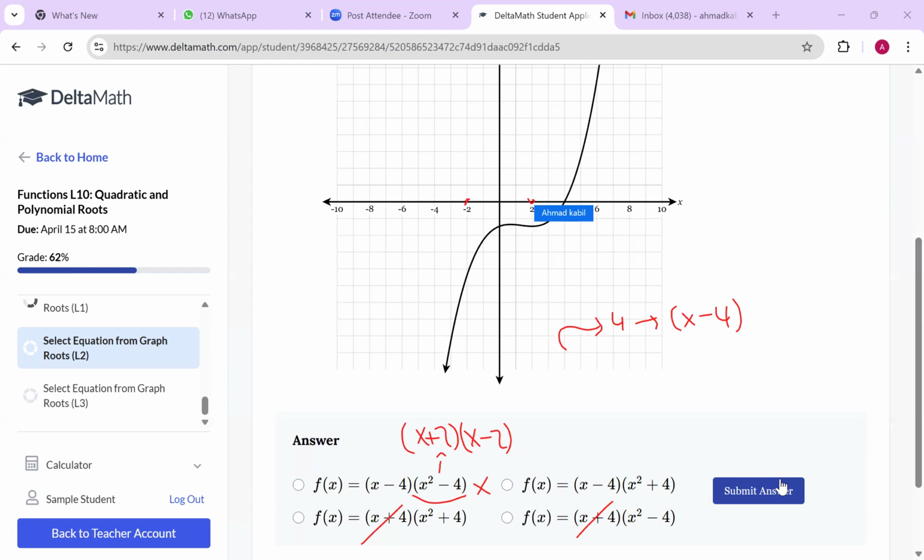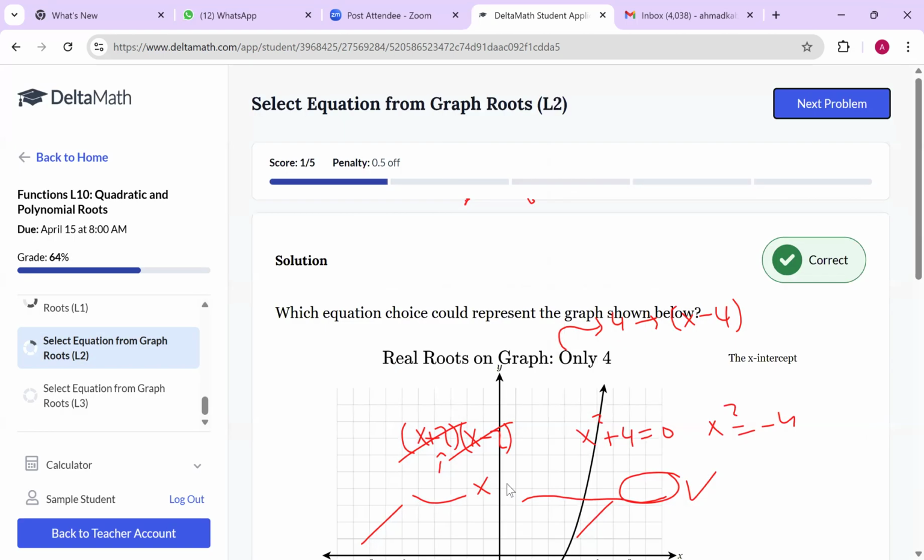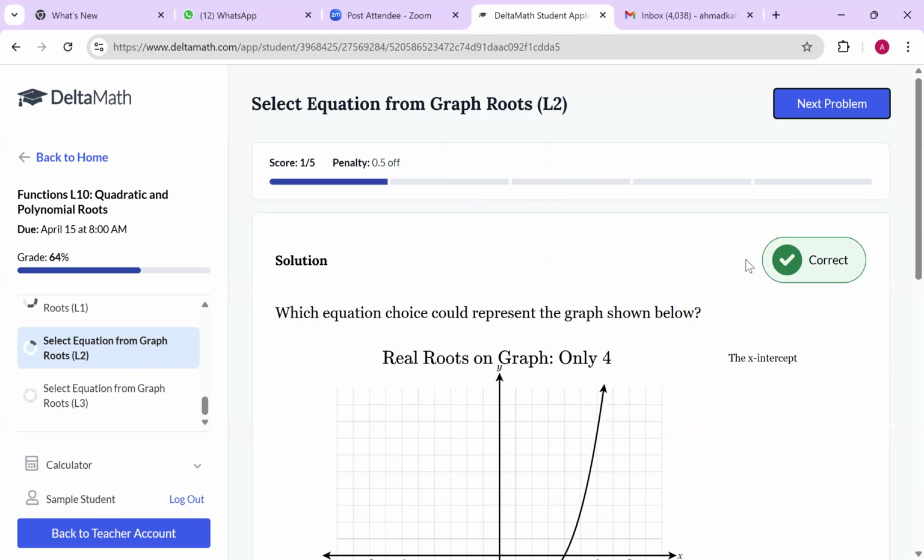But since this is not the case, it does not cut at these values, then this has to be the correct choice. Because if you try to solve this equal to 0, you do not get any real numbers because x squared equals negative 4. So there are no real solutions to this. So this is the correct choice. Let's try another one.